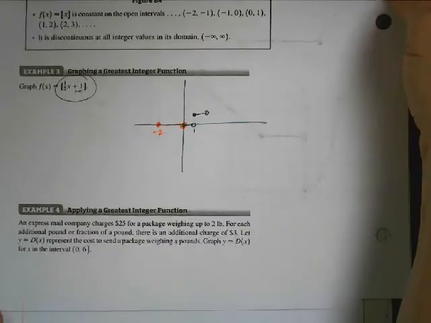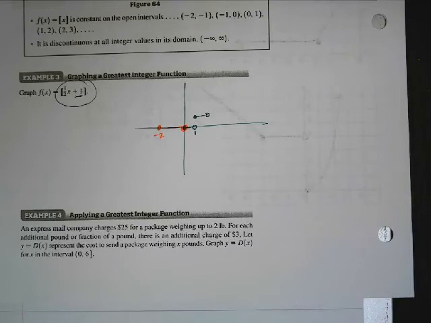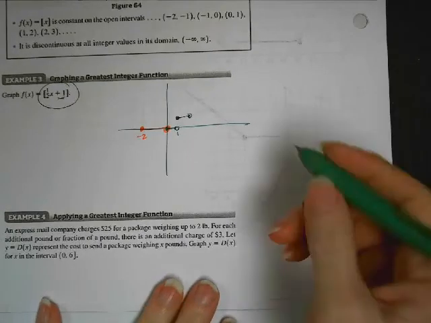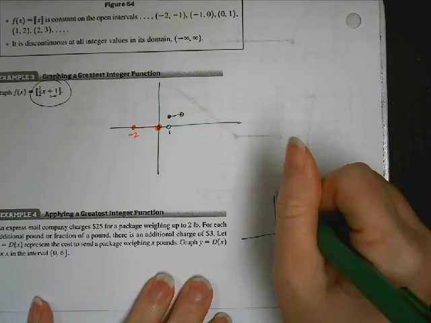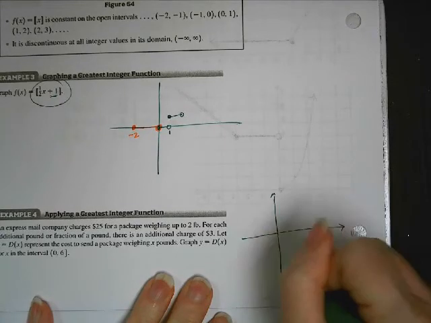An express mail company charges $25 for a package weighing up to 2 pounds. For each additional pound or fraction of a pound, there's an additional charge of $3. Let y equals d of x represent the cost to send a package weighing x pounds. Graph y equals d of x for x in the interval of 0 to 6. I will explain it in another way.